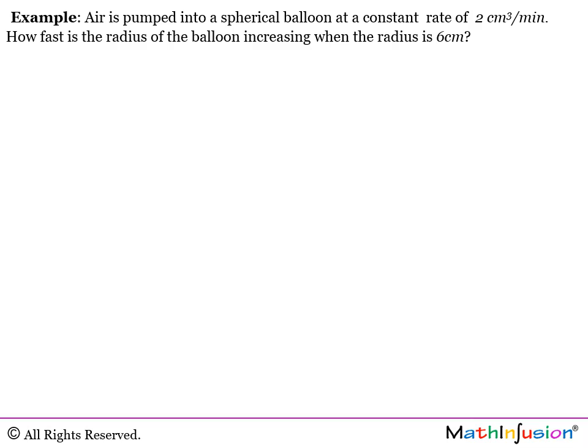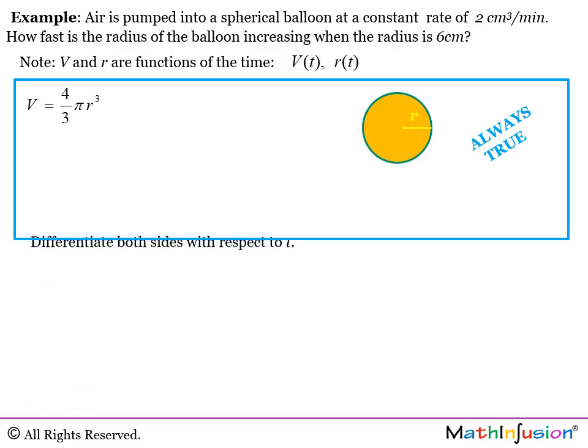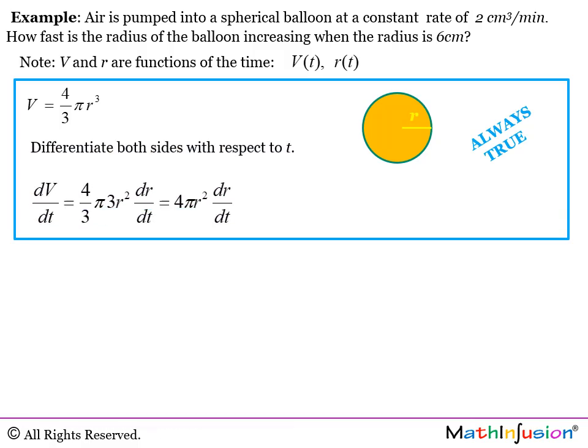Example. Air is pumped into a spherical balloon at a constant rate of 2 cubic centimeters per minute. How fast does the radius of the balloon increase when the radius is 6 centimeters? V and R again are functions of the time, and it is always true, again, that V equals 4 over 3 pi r to the power of 3. And as before, we are differentiating both sides with respect to t, and we get exactly as before.